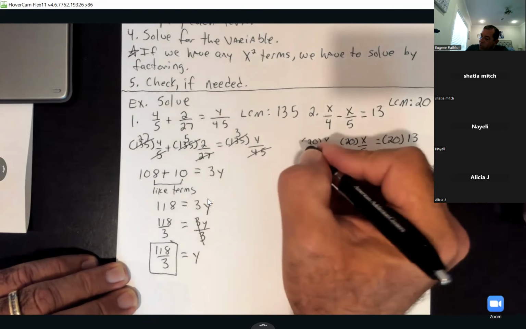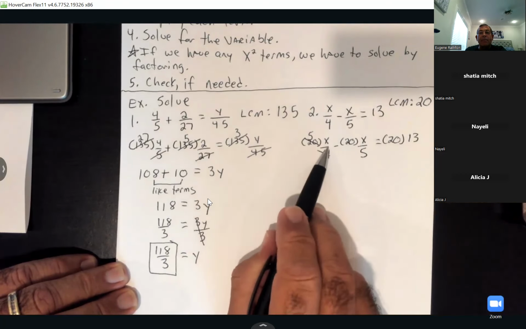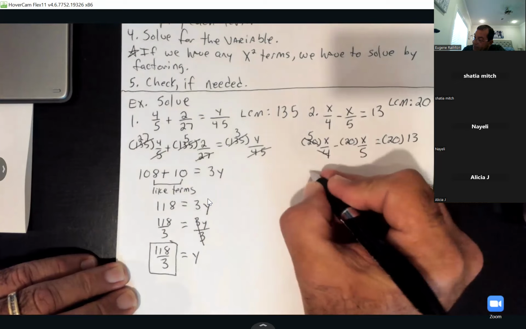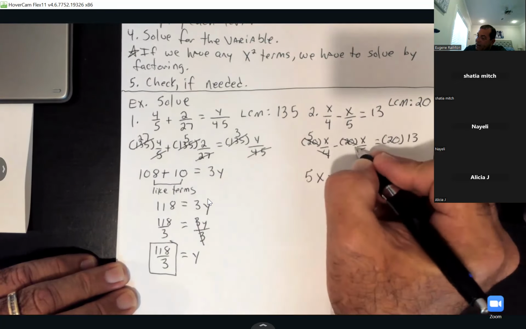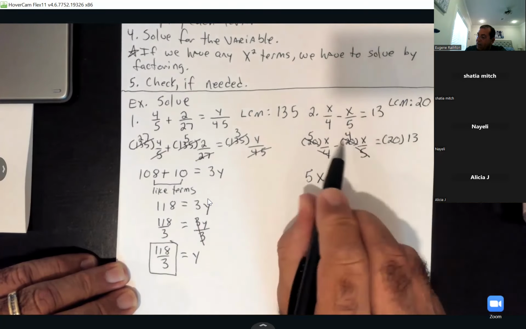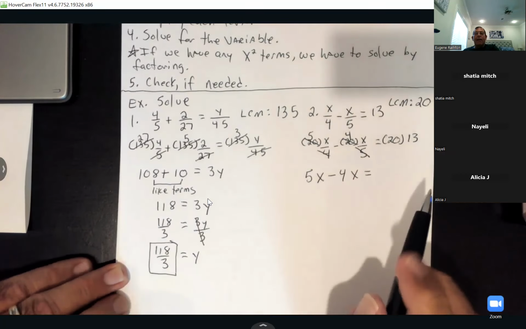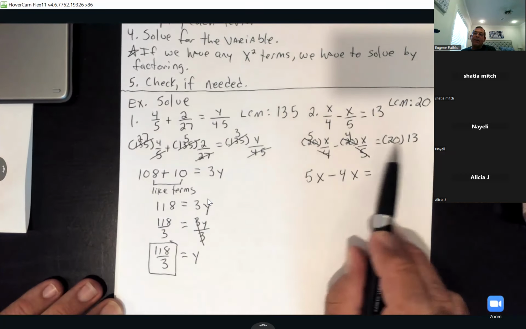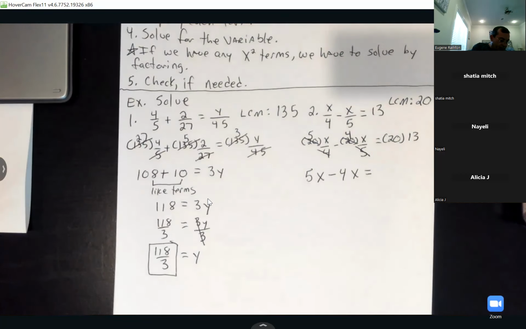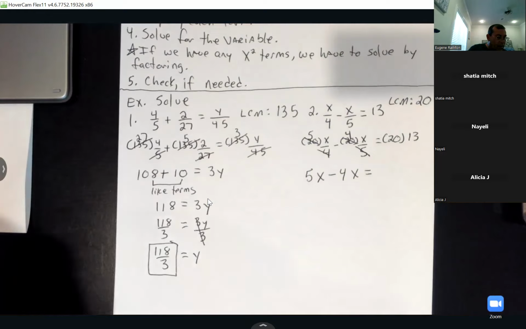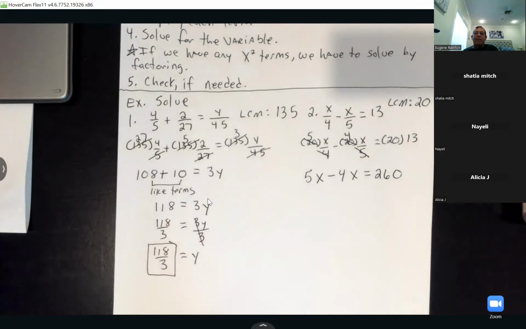So watch this. The 20 divides by the 4, making that a 5. So I got 5 times x, which is 5x, minus this 20 divides by 5, making a 4. And 4 times x is 4x. Now, y'all, on the right side, nothing reduces. So we multiply that 20 times 13. That gives us 260.